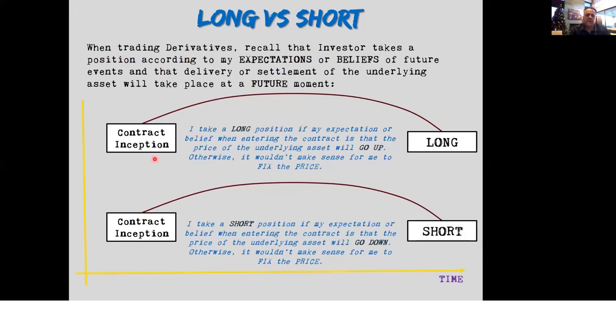So if at contract inception you take a long position, that means that somehow your expectation is that the underlying asset will go up in price in the future. If you're taking a short position, the only way it makes sense is if you think that the underlying asset will go down in price in the future.